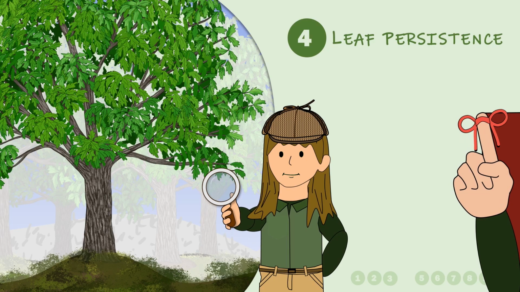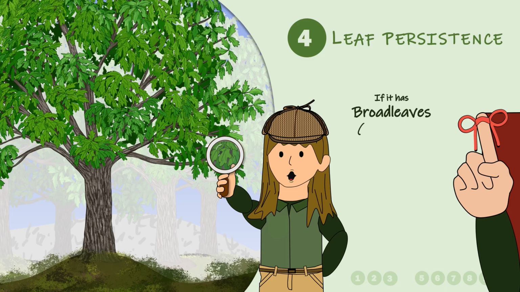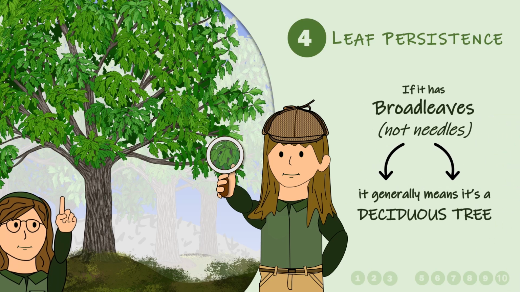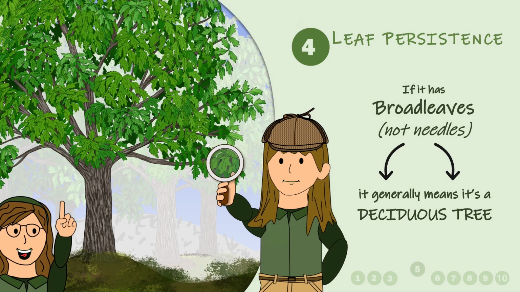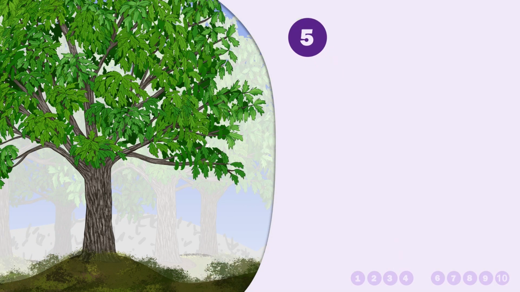So, my fellow detective, what do we think? Is our tree evergreen or deciduous? Well, it's not winter, so leaf persistence is a little harder to determine, but based on the fact that the leaves are broadly shaped, I would say it's deciduous. Very good. So you know, there are ways to determine leaf persistence in the summer, but for our purposes, your hunch was right. Let's head on to clue 5.